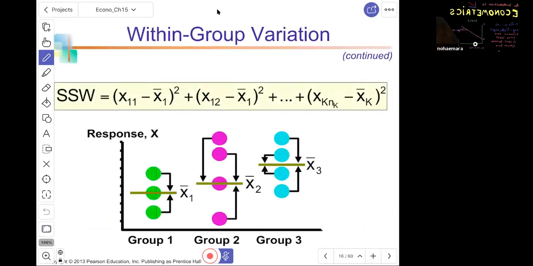Next, this is again a nice representation of the within group. You're taking each student, how far from the mean of the group, right? And it looks like this. So this is my group for the freshman. This is my group for the sophomore, and this is for the junior.